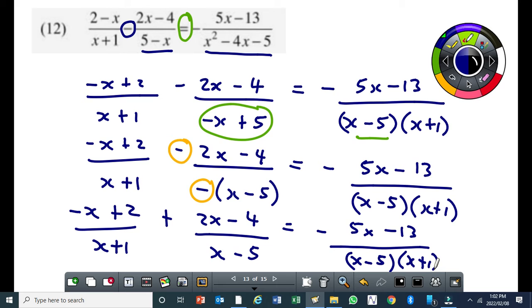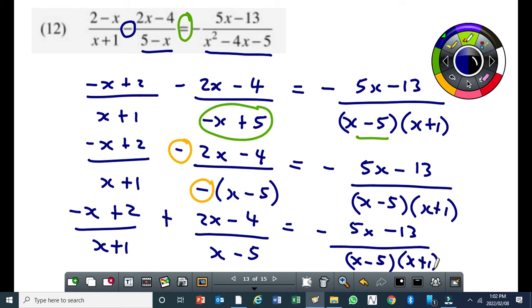Now when you get to this point, let's find the LCD. To find the LCD, we do term by term. We have x plus 1 here, we have x minus 5, then here we have a product of x minus 5 and x plus 1. By now, you should know that the LCD is going to be the product of x minus 5 and x plus 1. That's the LCD. So let's write our restrictions before we carry on as well.